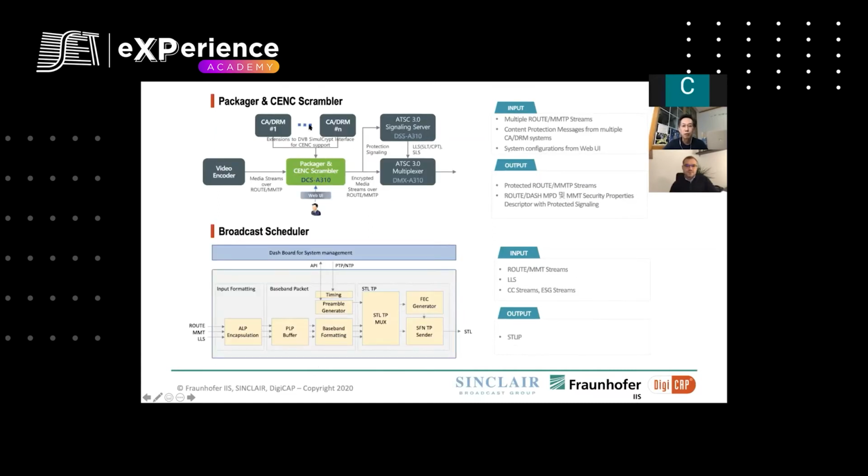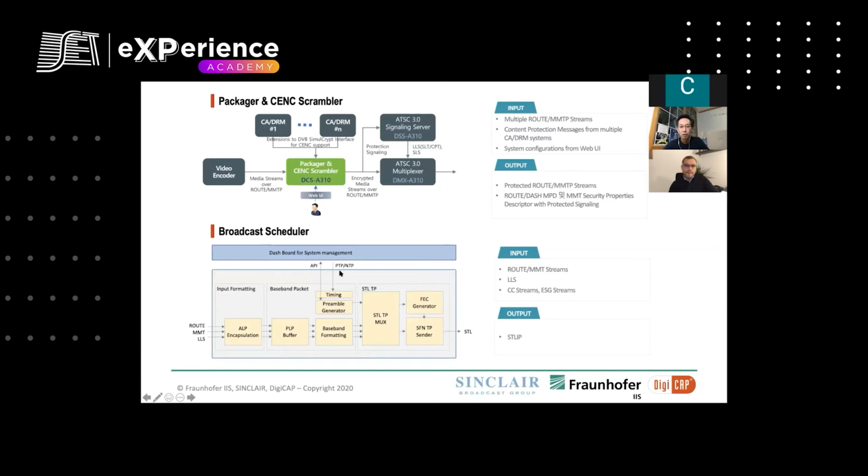One of the important things is the packager, because the packager takes the media source and then creates an MMT session and ROUTE session. And also we add the encryption at the end of the packaging. So in the end, you can get the protected ROUTE and MMT streams, and it goes to the multiplexer.